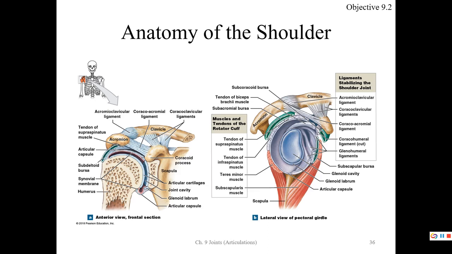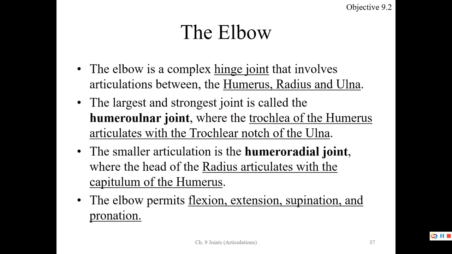Cool. All right, so here's some of the anatomy, and you can see some of these structures we're talking about, okay? I don't spend too much time because I'm not going to expect you guys to be able to identify them. Now, the elbow is a hinge joint.